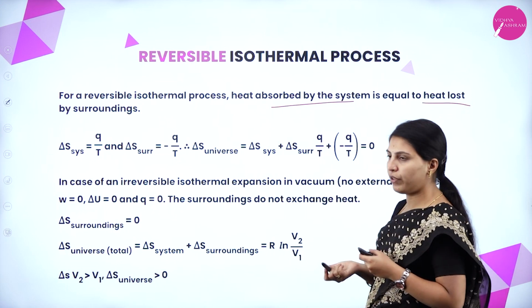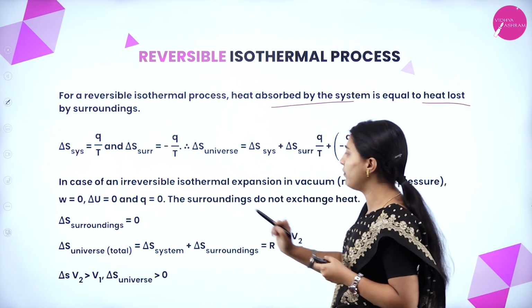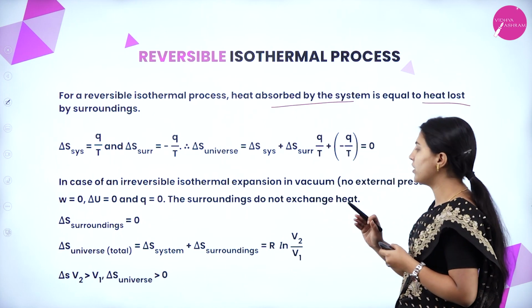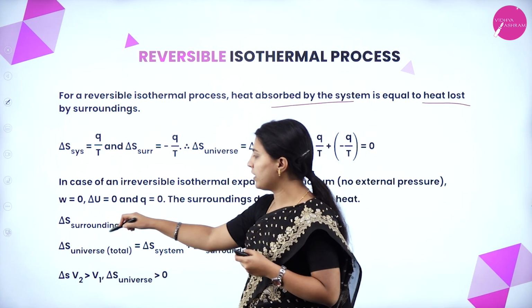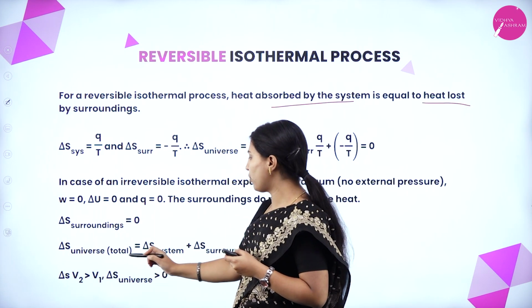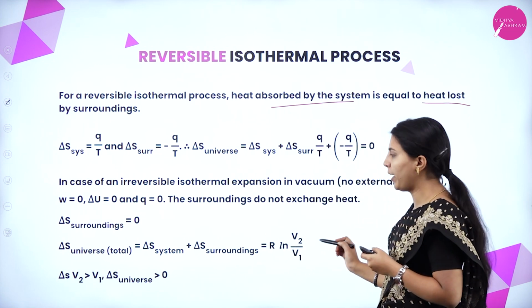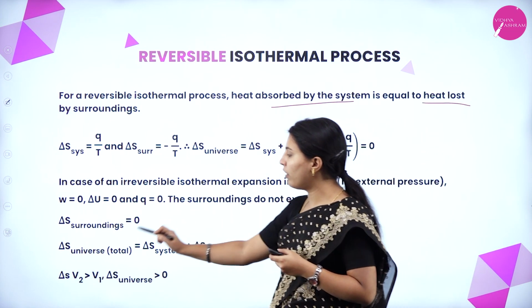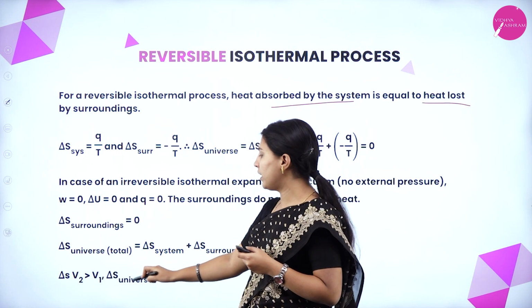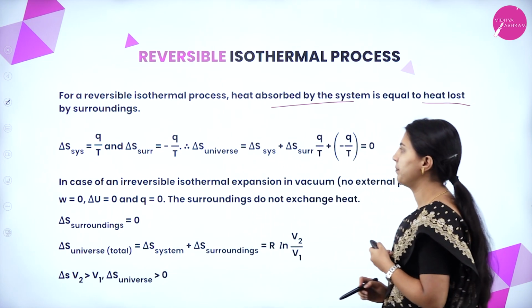In case of an irreversible isothermal expansion in vacuum, no external pressure will be there, so work done will be 0, internal energy change will be 0 and heat will be 0. The surroundings do not exchange heat, so the entropy of the surroundings will be 0. The total entropy of the universe, system plus surroundings, is R ln V2/V1. V2 will always be greater than V1, so the entropy of the universe is always greater than 0.